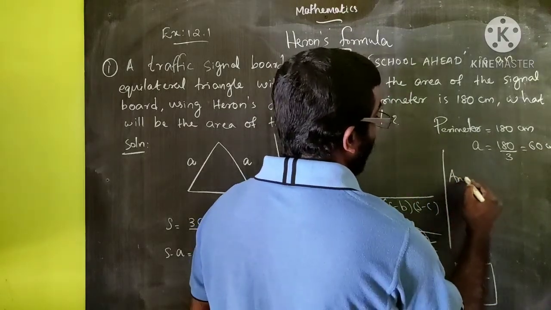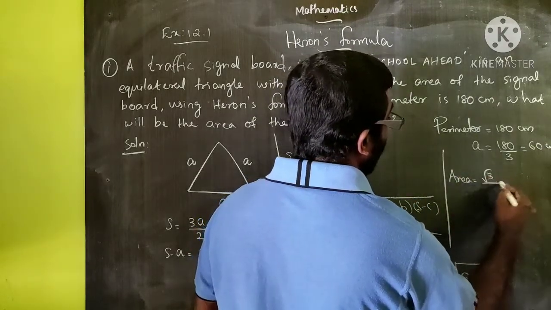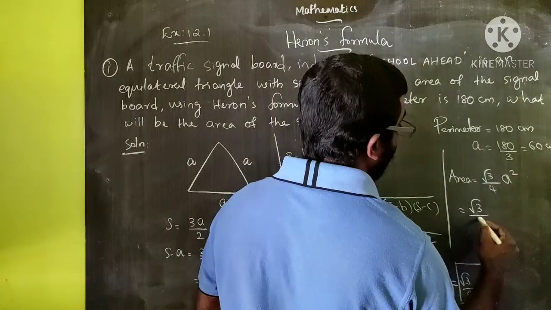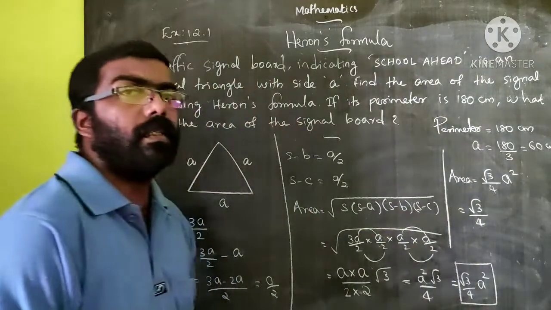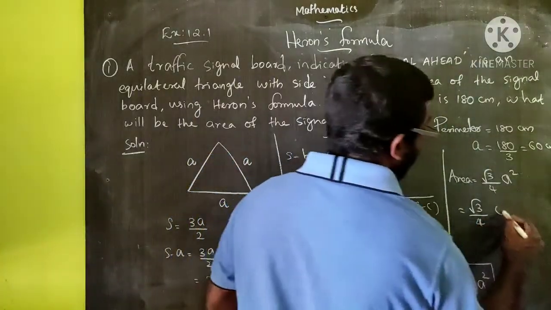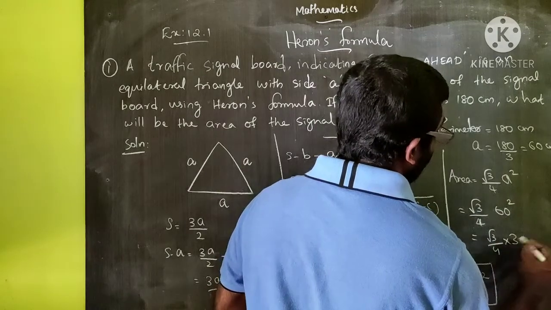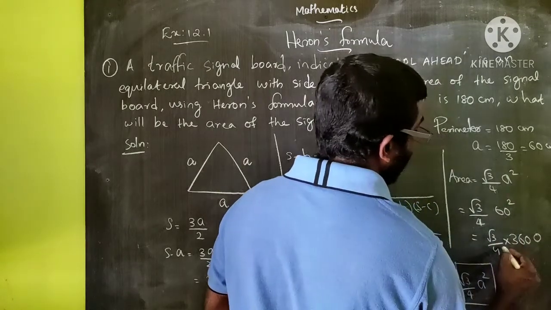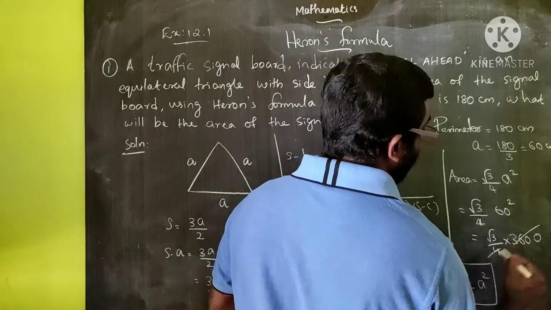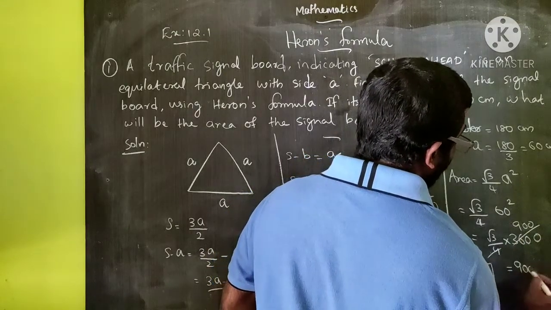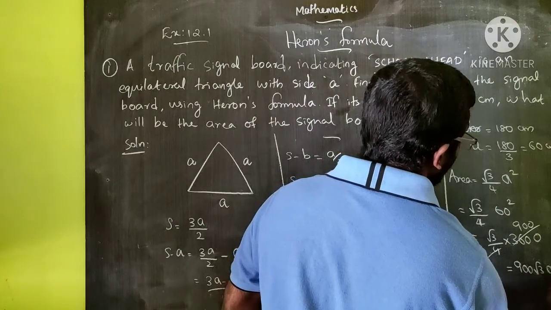Now we can find the area. Area is equal to root 3 by 4 A square. Here value of A is 60. So root 3 by 4 into 60 square. 60 square, so root 3 by 4 into 3600. We can cancel this by 4. 900. So it is equal to 900 root 3 centimeter square.